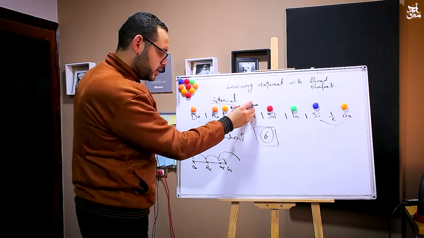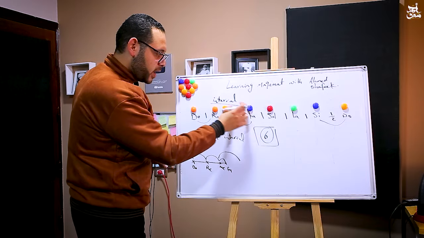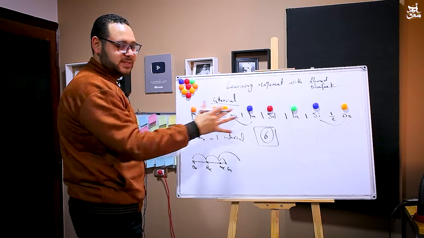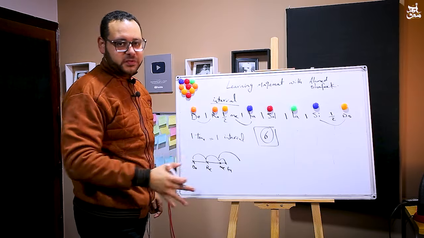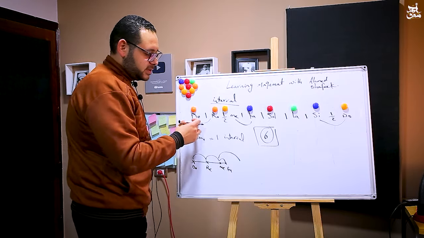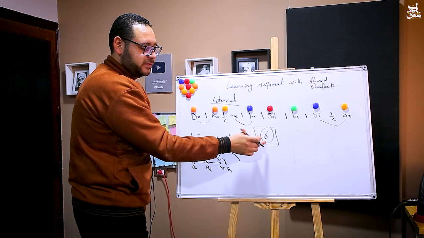So 1 1/2. In this case, the maqam now is different. This is not the musical scale. It's a different scale. If you calculated the whole sequence, you will find it would be 6.